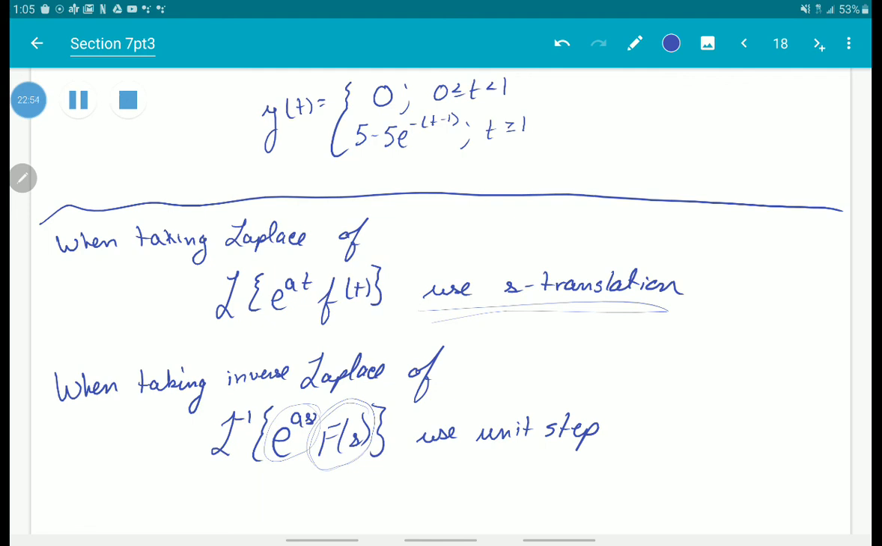So we saw that unit step in the last few examples. We saw the s translations at the beginning of this section. So just keep in mind which one you're using when. Taking the Laplace of an exponential times something is always going to be an s translation. Taking the inverse Laplace of an exponential times something is always going to be a unit step. So be careful to keep in mind which one you're doing when.